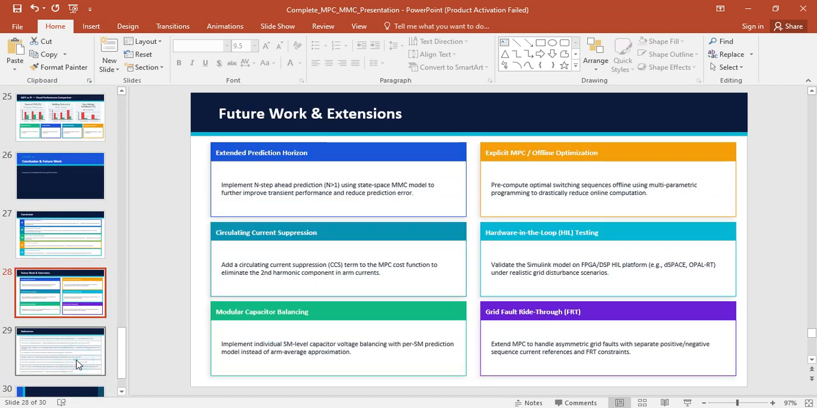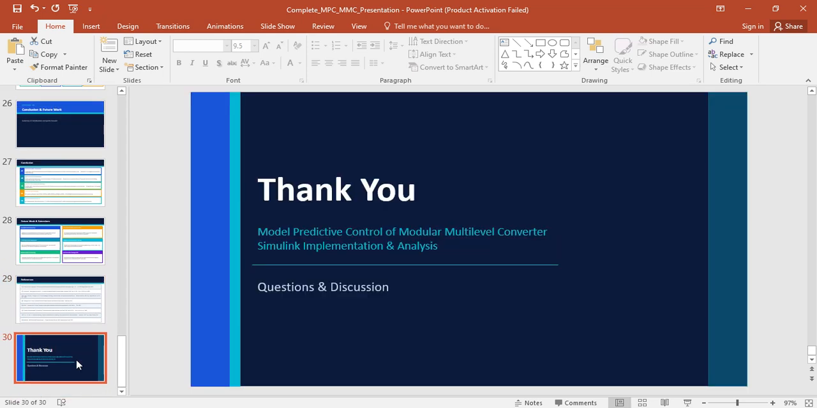So there are different future works that can be done. Extended prediction horizon, such as circulating current suppression, modular capacitor voltage balancing, grid fault ride through, hardware-in-the-loop testing, and all that. So these are the references.